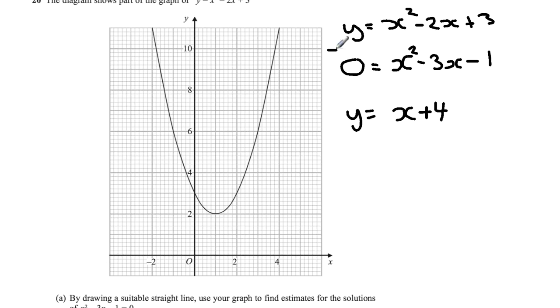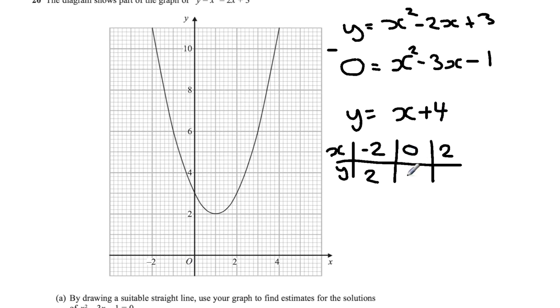To do that, I'm just going to draw a quick table. So x values minus 2, 0 and 2. And y values, we have 2, 4 and 6. Minus 2 plus 4 is 2. 0 plus 4 is 4. 2 plus 4 is 6. So minus 2 and 2 over here, 0 and 4 over here, and 2 and 6 over here. So now we're going to draw a straight line that connects the points together. So I've just drawn y equals x plus 4.